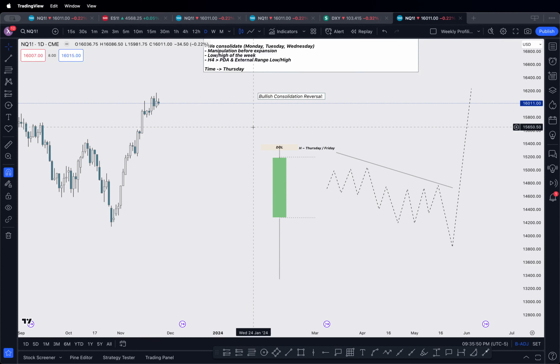Time. And what in time? What are we specifically looking at? News. There you go. Now you know how to expect a bullish consolidation reversal or a bearish consolidation reversal. What's going to determine, in your mind, guys, the differentiating factor between bullish consolidation reversal or bearish consolidation reversal?